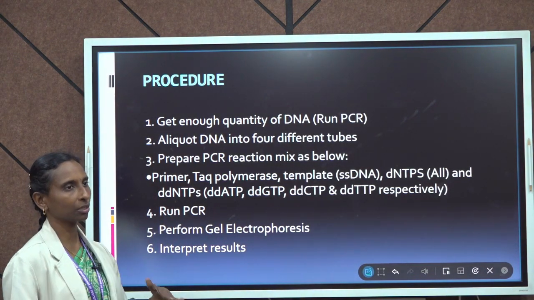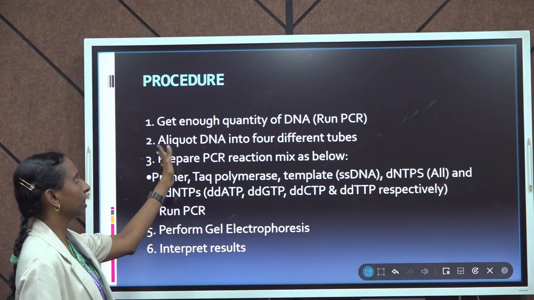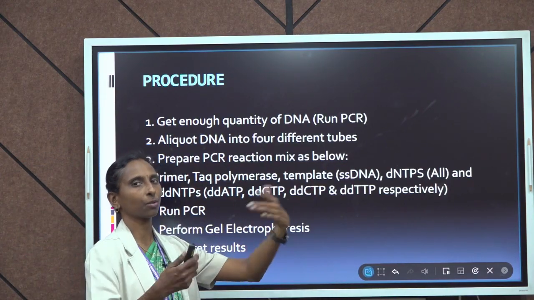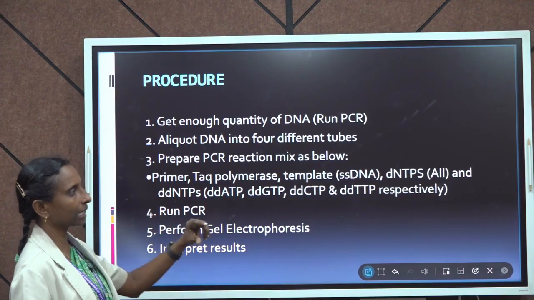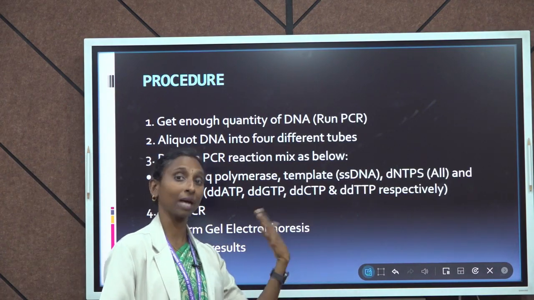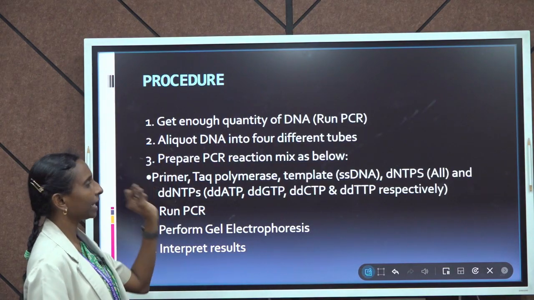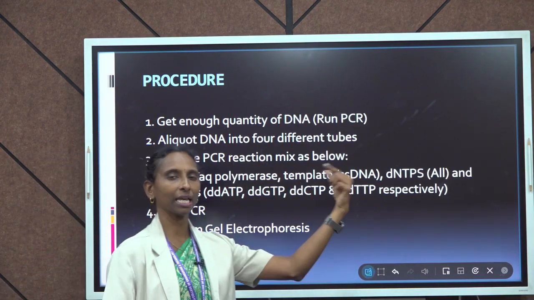So, to start with the process, here we have to take enough DNA which is required to run the PCR. We have to aliquot the DNA into 4 tubes, just like we did in the Maxam-Gilbert method, and label them as A, T, G and C.